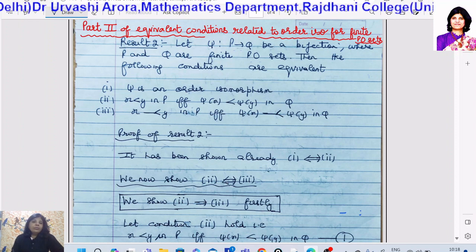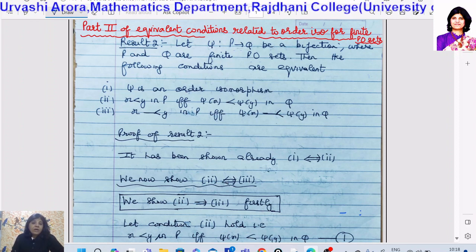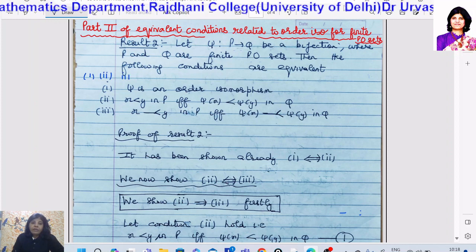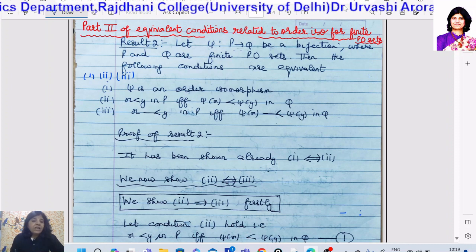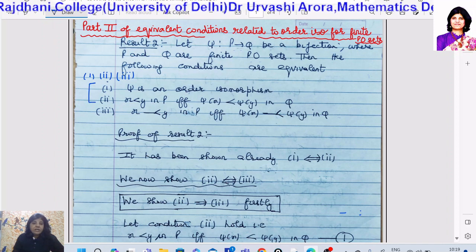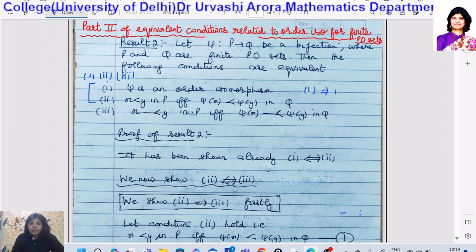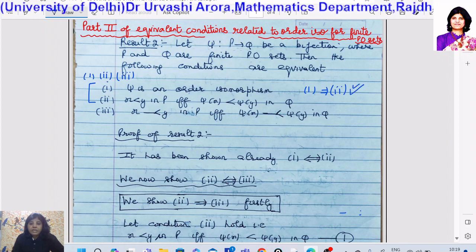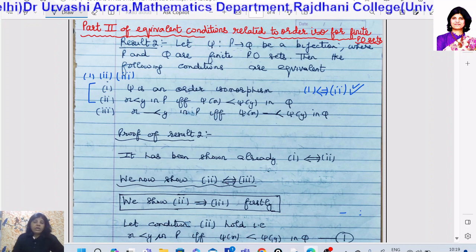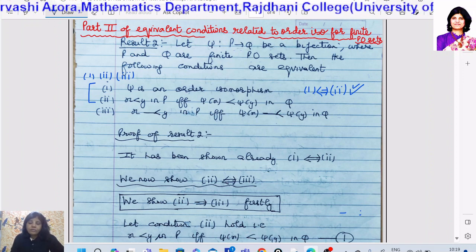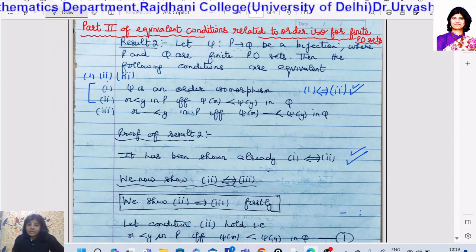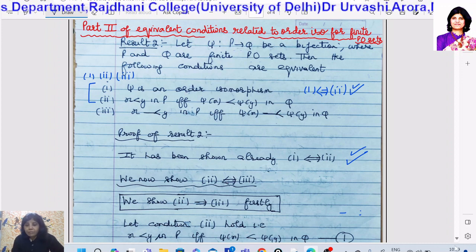Now coming back to the proof of result 2. As I said, we have to show that condition 1, condition 2 and condition 3 are equivalent, which means that if any one of them is given, then the other two will automatically hold. As far as 1 implies 2 and 2 implies 1 is concerned, this has already been shown in the first part of this video, which discusses part 1 of equivalent conditions related to order isomorphism for finite PO sets. It has been shown already that 1 implies and is implied by 2 in the first video.